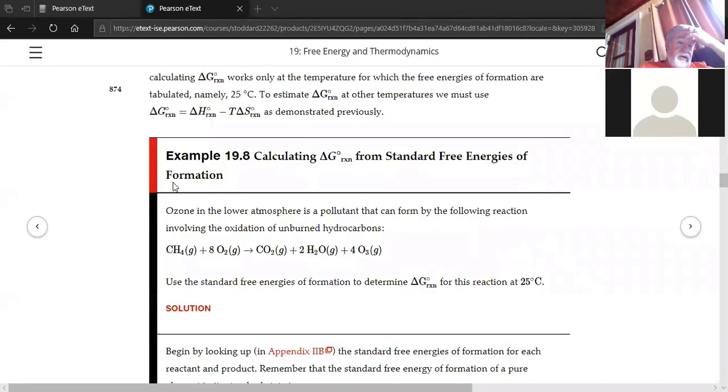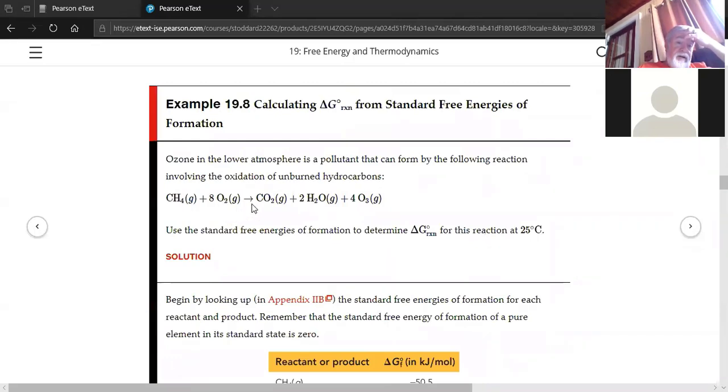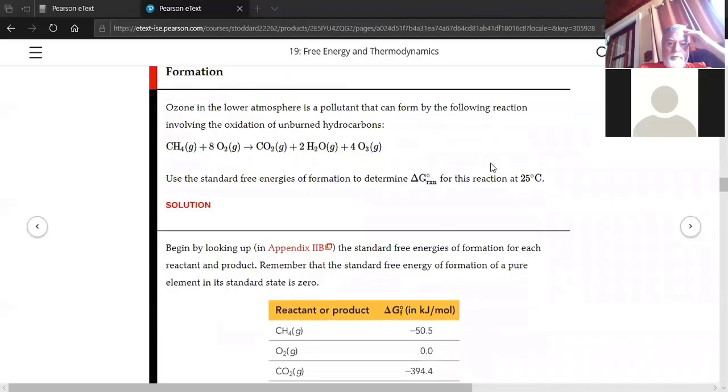They do an example here of combustion of methane to produce carbon dioxide and water plus ozone. This is not a typical combustion reaction because they're showing information of ozone here. Anyway, you could calculate the delta G of this from the tables. If you had a list of delta G of formation of methane, of carbon dioxide, of water, and of ozone, oxygen would have a 0 delta G of formation.